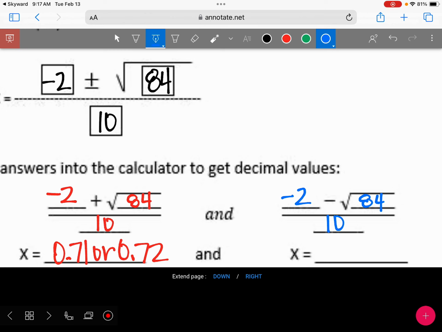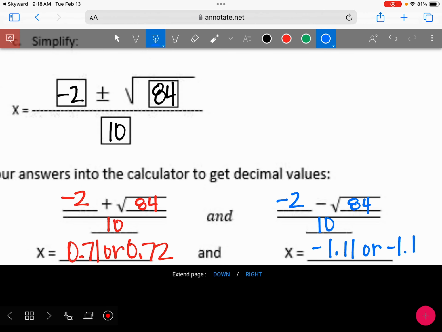Hit the fraction button first. -2 minus the square root of 84 divided by 10. You have to hit enter and then hit the button above enter. And the answer I'm looking for is -1.11 or -1.12. This is what you'll have to do on the test next Friday. So you have to know how to use your calculator.